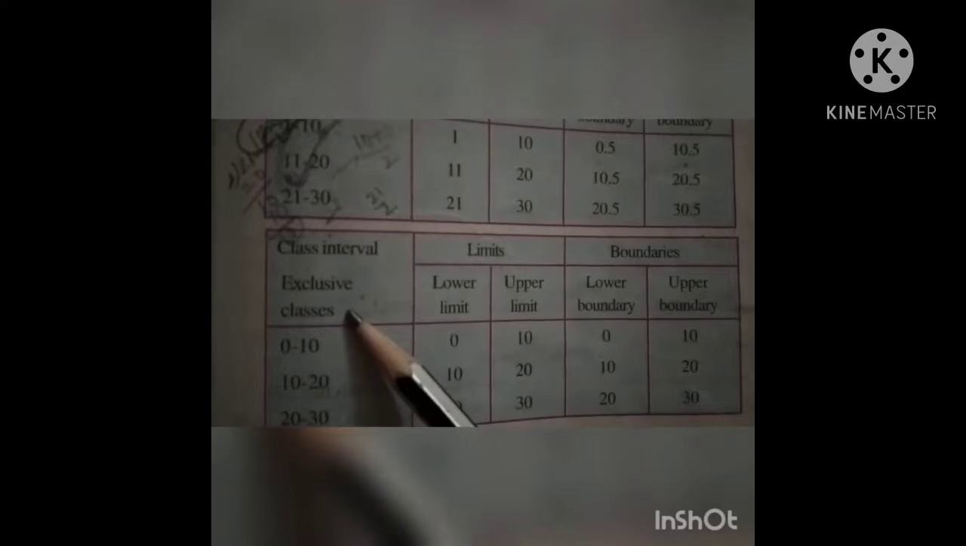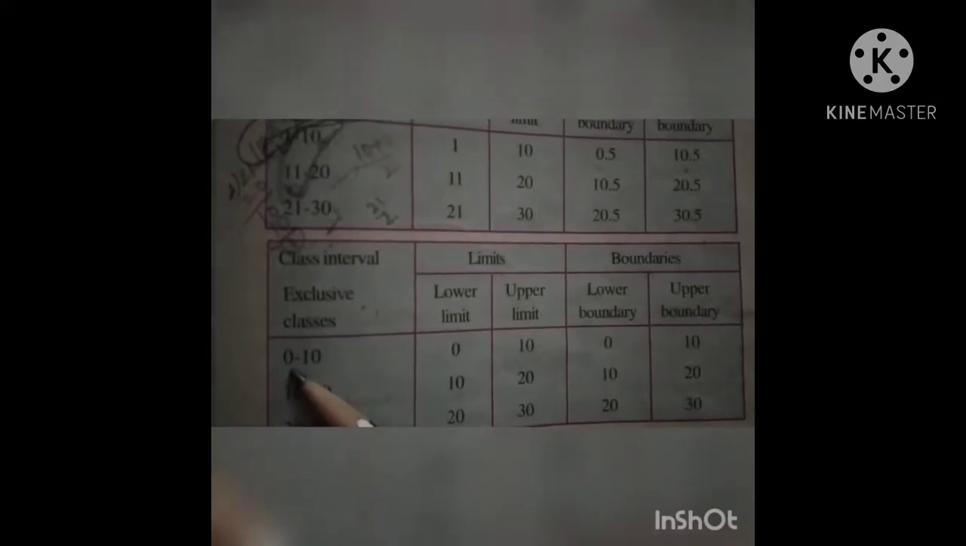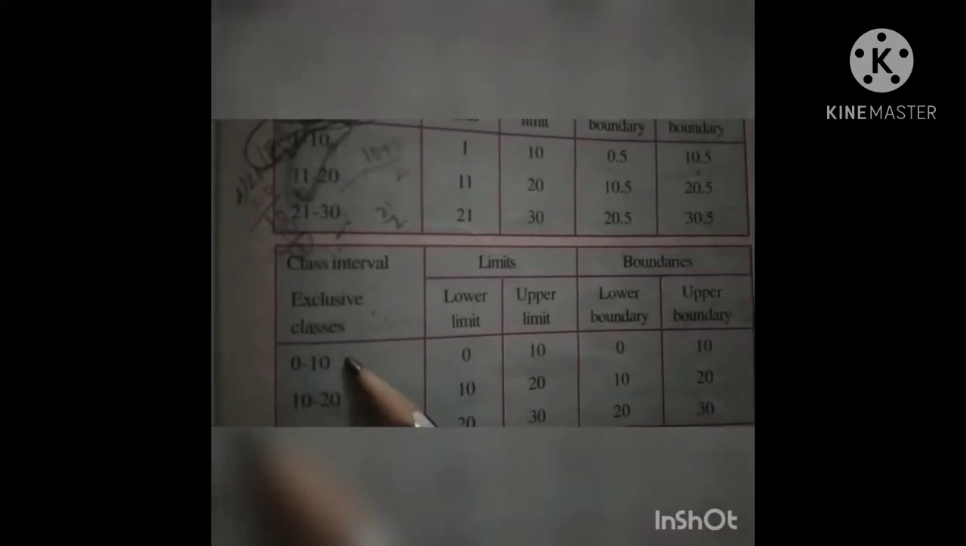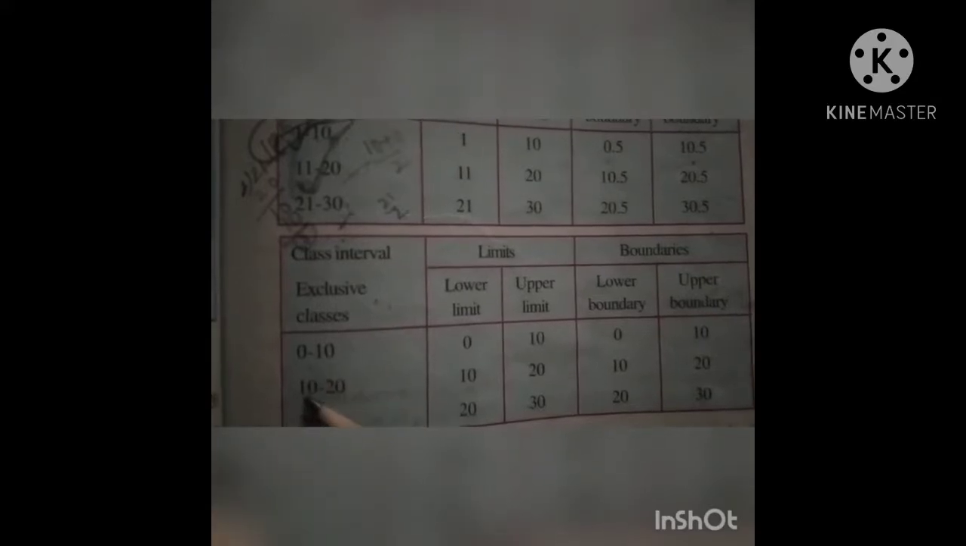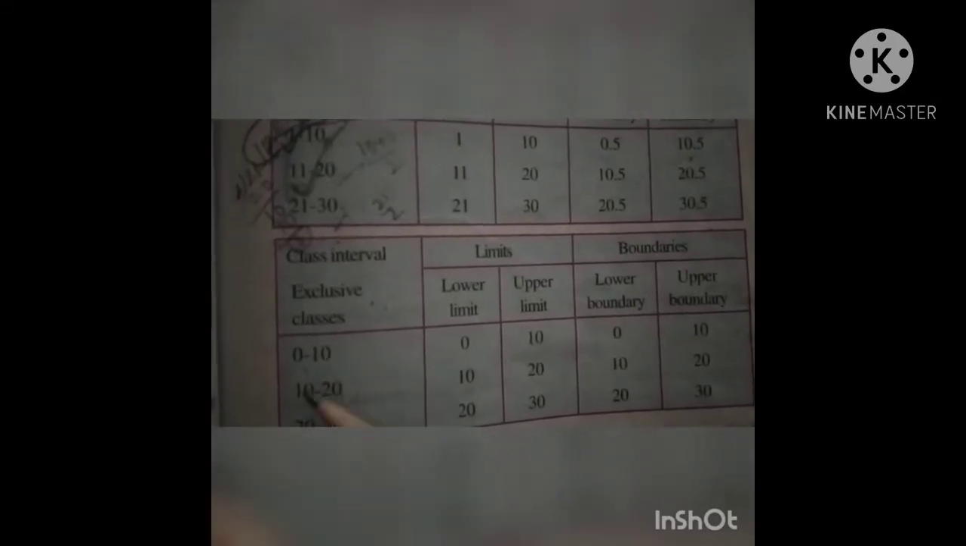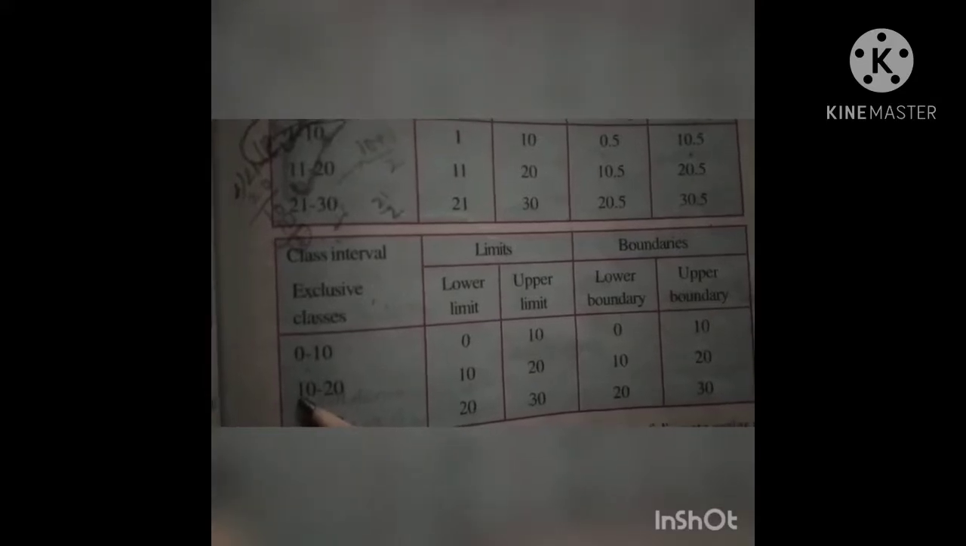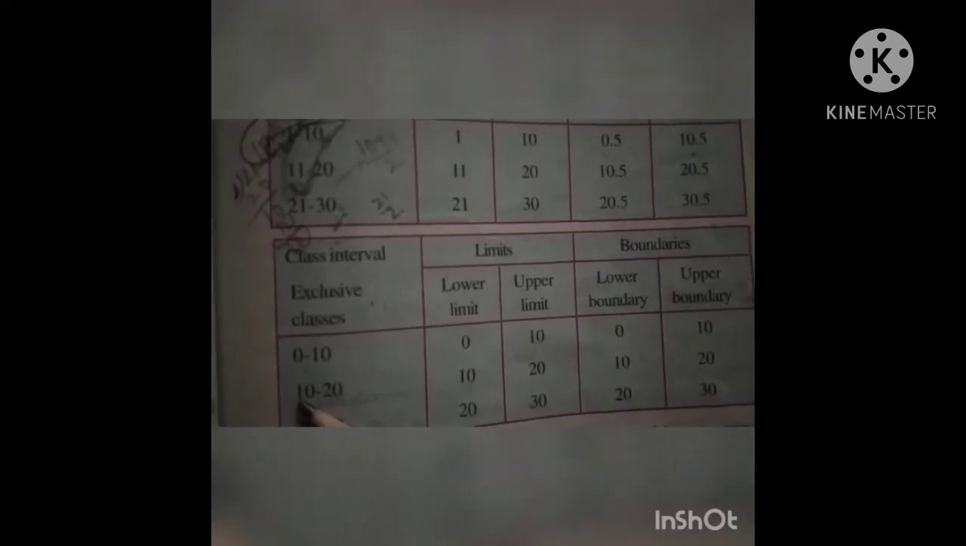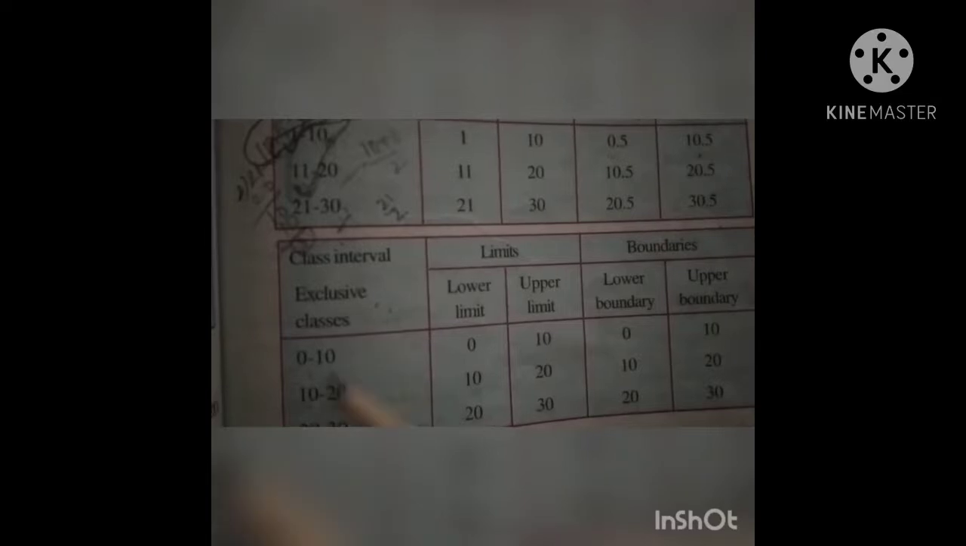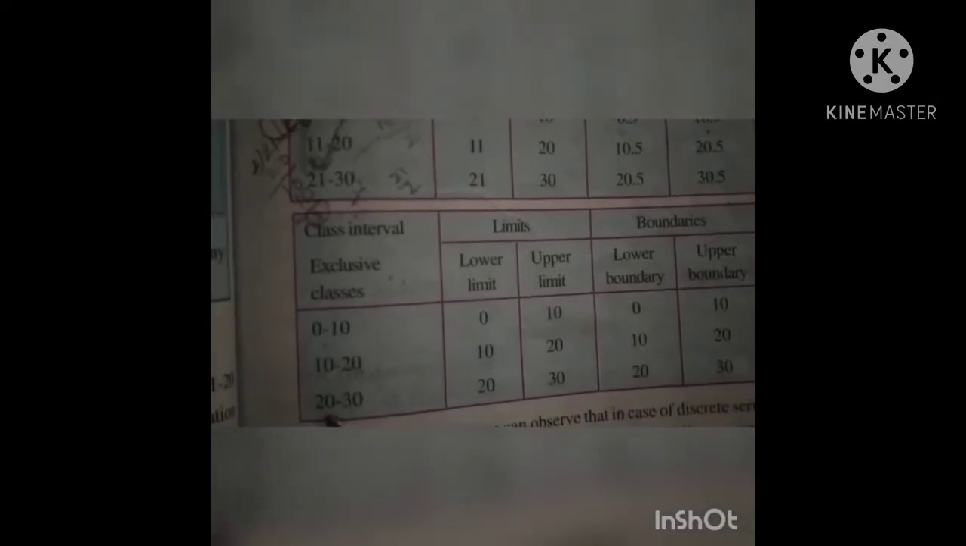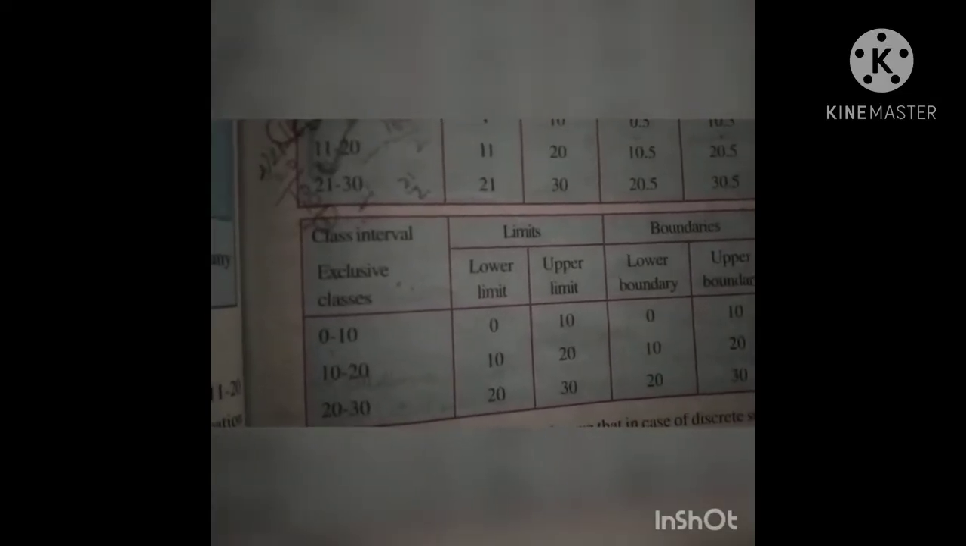Exclusive classes. Here the class interval starts with 0 onwards, 0 to 10. The upper limit of the first class and the lower limit of the next class are the same number. Okay, 0 to 10, 10 to 20 and 20 to 30.